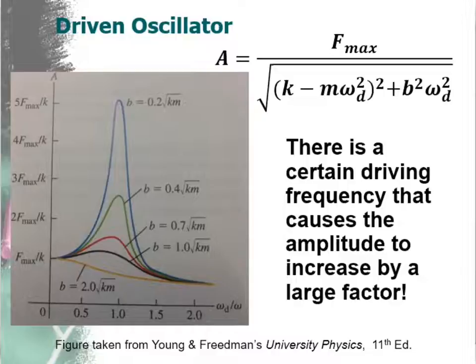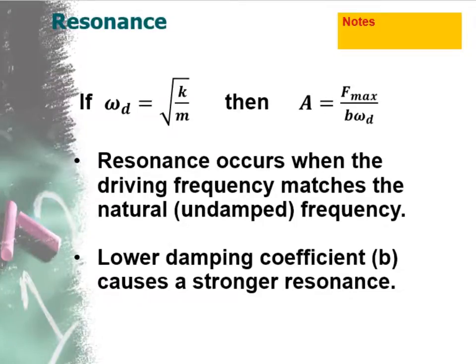Well, why does that happen when omega d equals the square root of k over m? What happens is that this term becomes 0 when we are at the resonance frequency. So when omega d is equal to the square root of k over m, this term disappears. That causes this term to become a minimum value, which causes the amplitude to become a maximum value. So that's what's happening when we drive this thing at its resonance frequency, or its natural frequency, the square root of k over m.